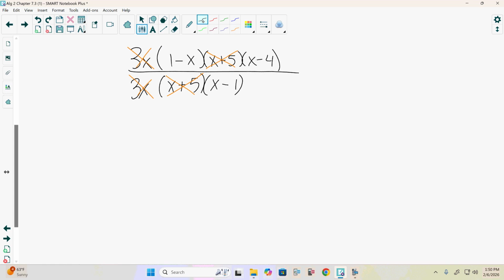Now, the x minus 1 and 1 minus x, we do have the same two terms, but both signs are flipped, yes? So, if I factor a negative 1 out of this 1 minus x, if I factor a negative away from negative x, the x is going to become what? Positive, yes? And if I factor a negative away from the positive 1, it's going to become negative.